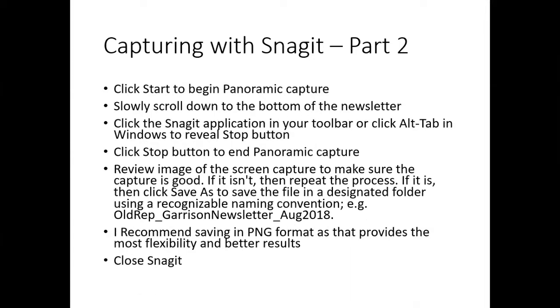Once you click that, it'll bring up another menu, kind of a floating menu above that says Start, to go ahead and capture your panoramic picture. So you'll click the Start button, and then you'll see that little menu box will go away, and you'll just have the view of your PDF there. What you'll do now is you'll slowly scroll down to the bottom of your image.